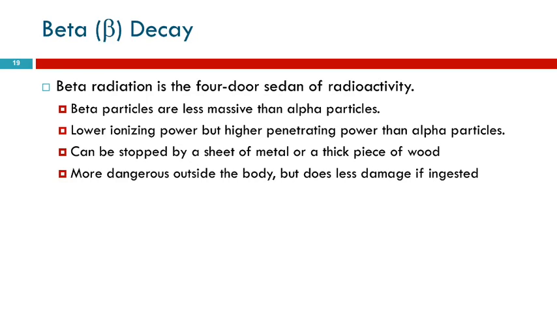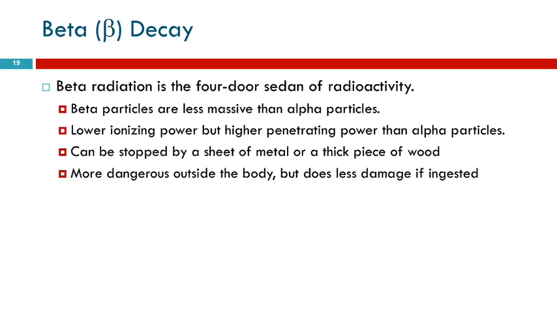So beta radiation can be stopped by a sheet of metal or a thick piece of wood, but it goes straight through paper or a t-shirt. It's more dangerous outside the body because it can get through your clothing and your skin. But it does less damage if it's swallowed or inhaled.